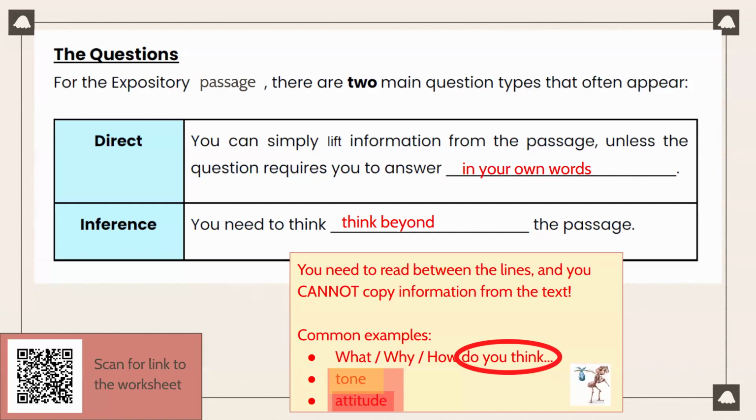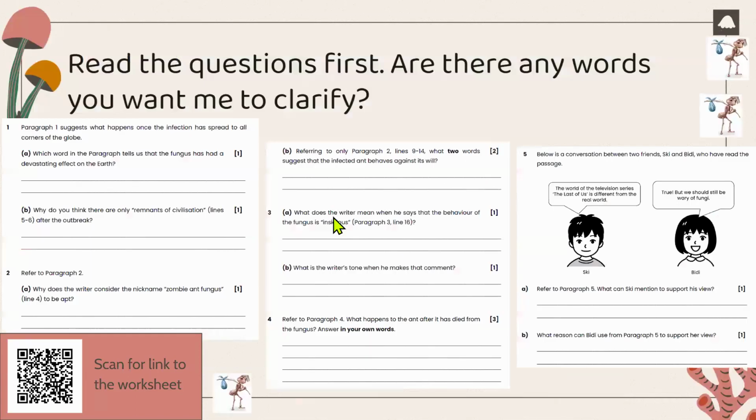Okay, very good. Now let me clear the screen and let's take a look at the questions. I am going to give you some time, maybe about 2 minutes, to just read the questions for today. Let me know if there are any words you want me to clarify. Do try to identify if there are any obviously direct or inferential questions as well. I'll run through it in about 1.5 more minutes.